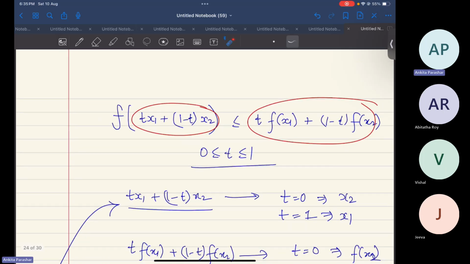Okay, going back to the condition for saying a function is convex. This is what I say: a function is convex if and only if this is true. What is the meaning? Whenever you take a line joining x1 and x2, the image of that should lie below, geometrically, the line joining f of x1 and f of x2.